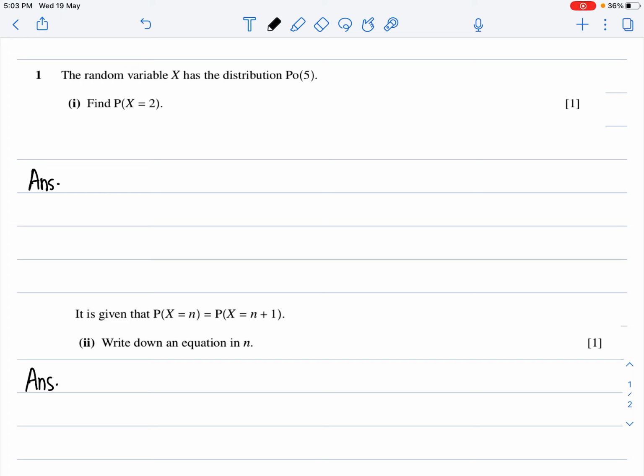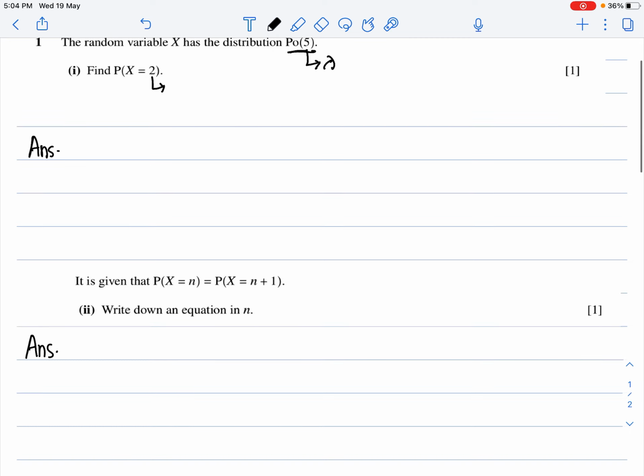This is the first question of the paper. So they have given us a random variable x which has a Poisson distribution with the lambda of 5, correct? Now they are saying find the probability that x is equal to 2.